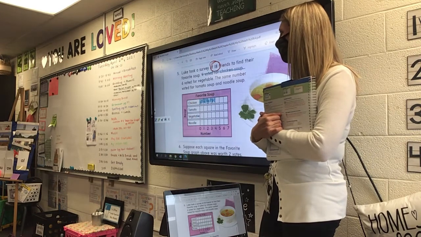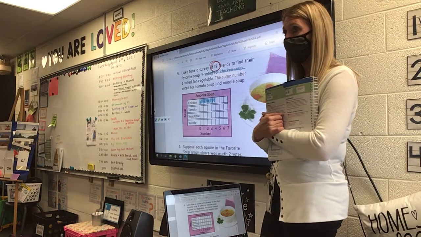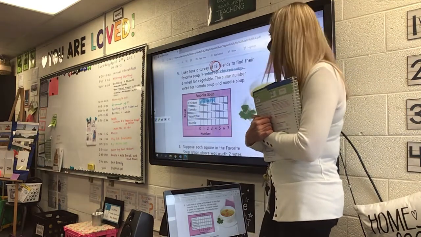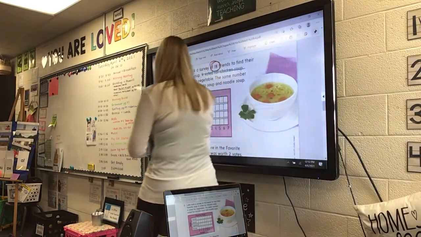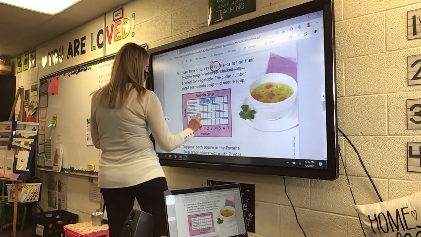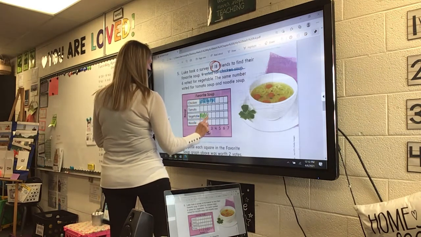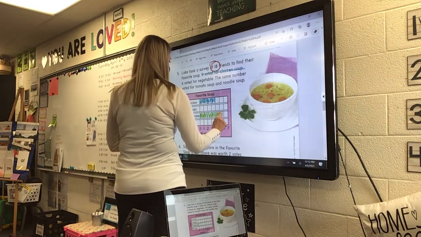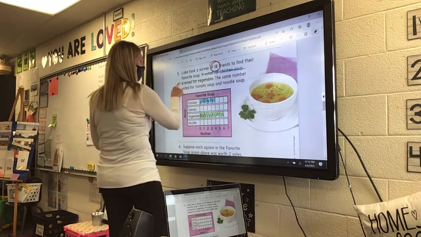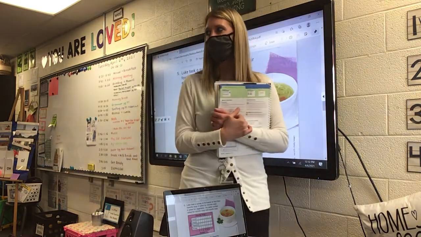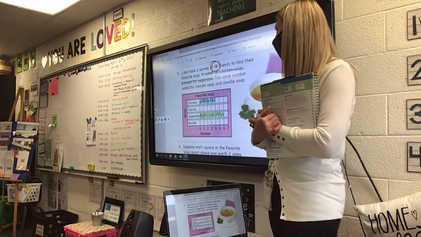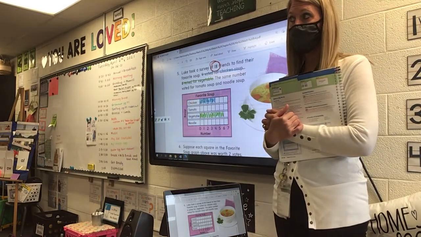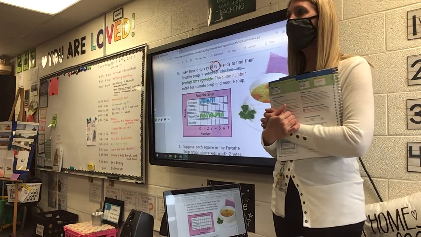The next one says 6 voted for vegetable soup. So Corla, how many squares should I color in for vegetable? 6. Good job. Ooh, this is the tricky part. The same number voted for tomato soup and noodle soup. So how are we going to figure this out? Addie, what do you think?